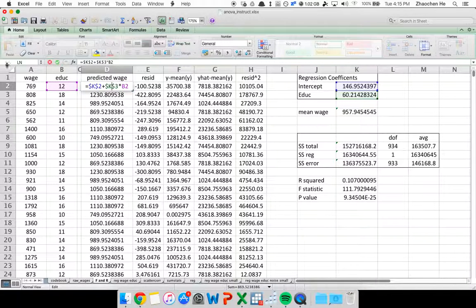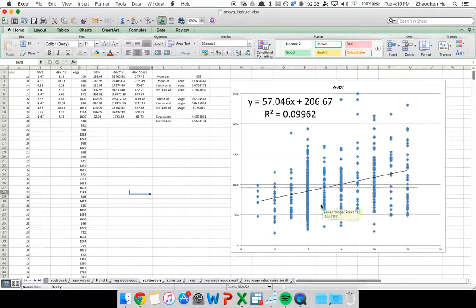So what is the predicted wage? The predicted wage is the intercept plus the slope corresponding to education times the level of education. What this value corresponds to is the values on our regression line. So for someone with 10 years of education, their predicted wage is the value corresponding to 10 years of education on the regression line.